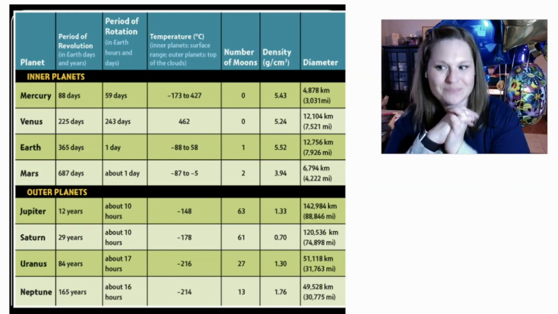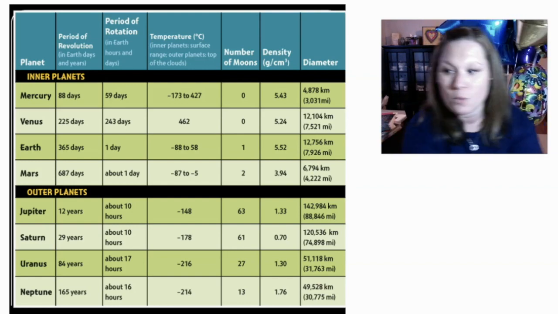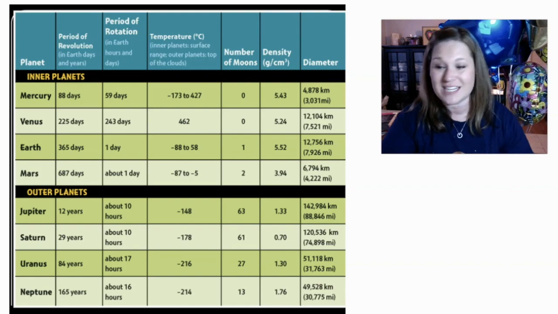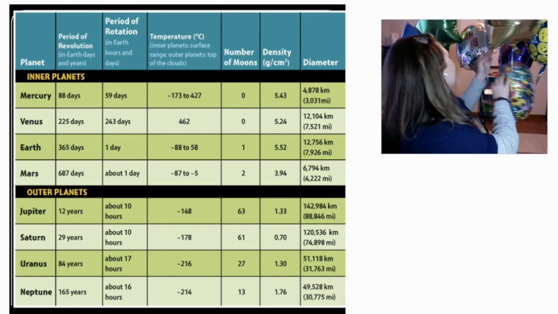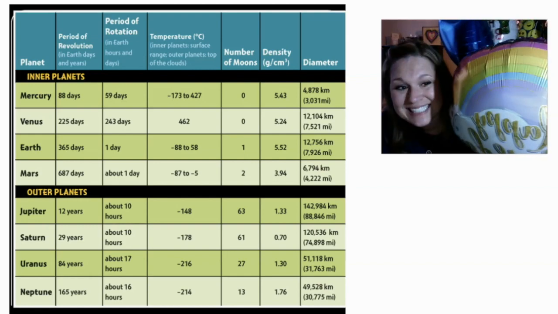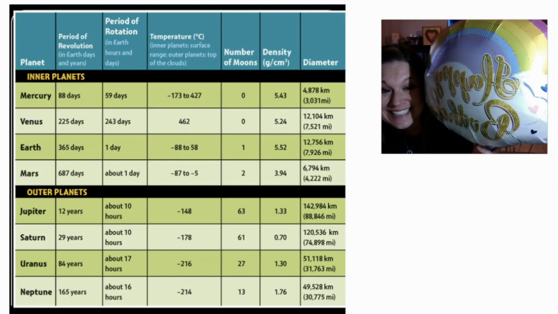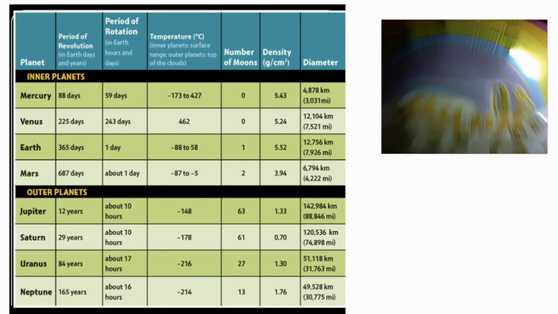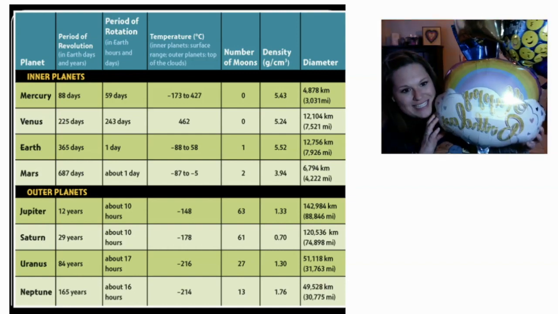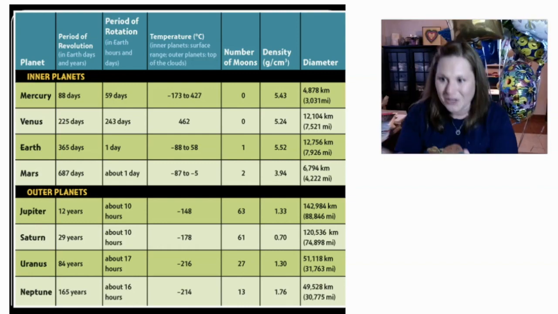Look at Venus. How often would you have your birthday? Or how often would we go around the sun, make one revolution, if you lived on Venus? It would be every 225 days. 225 days on Venus for you to have your birthday. So that's cool. We know Earth.